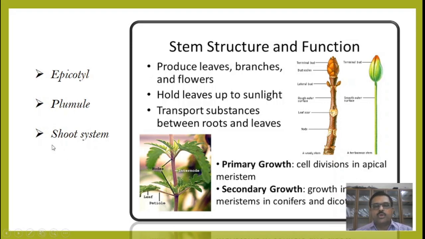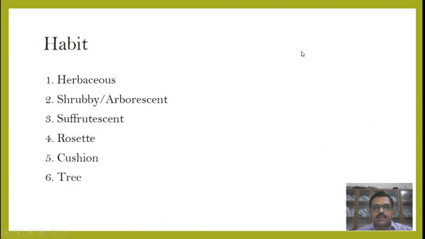And the stem grows supporting the leaves, branches, fruits, flowers, and all these parts together comprise the shoot system. These are the general characteristics of the stem. Now there are different types of stem.